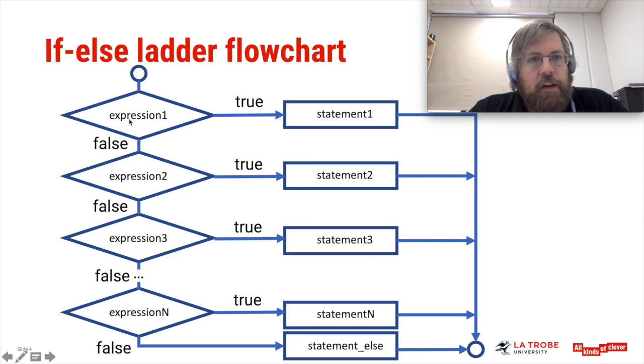So we've got, if expression 1 is true, do statement 1, go to the end. If it's false, else if expression 2, do statement 2, go to the end. Else if expression 3, statement 3, go to the end. Else if expression n, do statement n, go to the end. Else, statement else, go to the end, you're done. That's what the flowchart looks like for a complicated if-else statement.